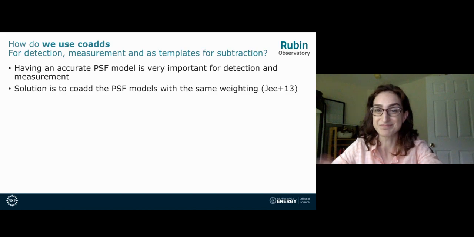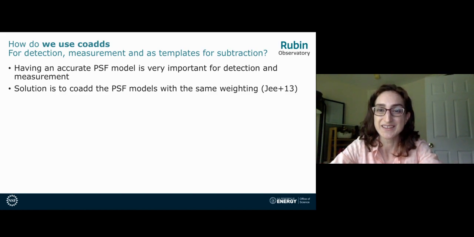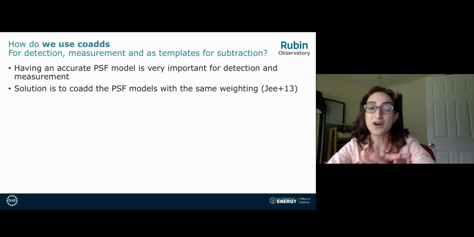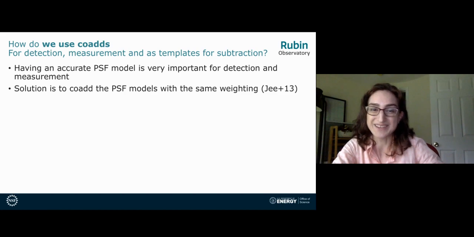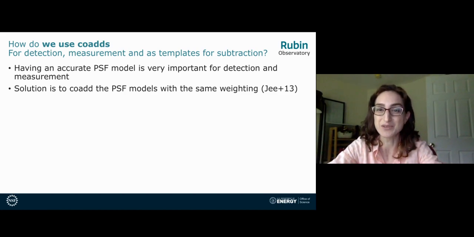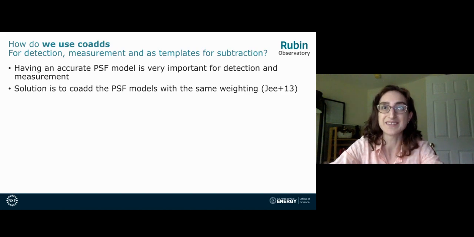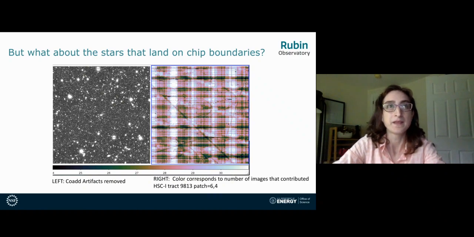PSF of this coadd? So one thing that people do is they generate a coadd of the PSF models. We're using the same weighting of the visits that were used in the regular coadd. But you'll see that there are downsides to this too, mainly that there are discontinuities in this type of PSF.